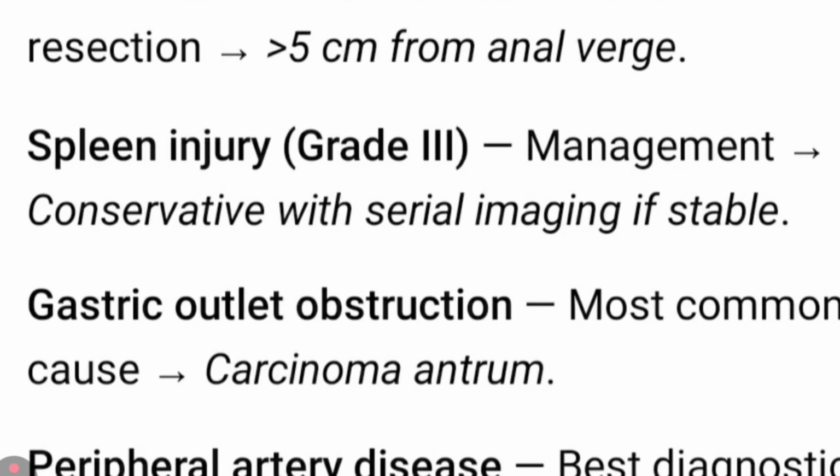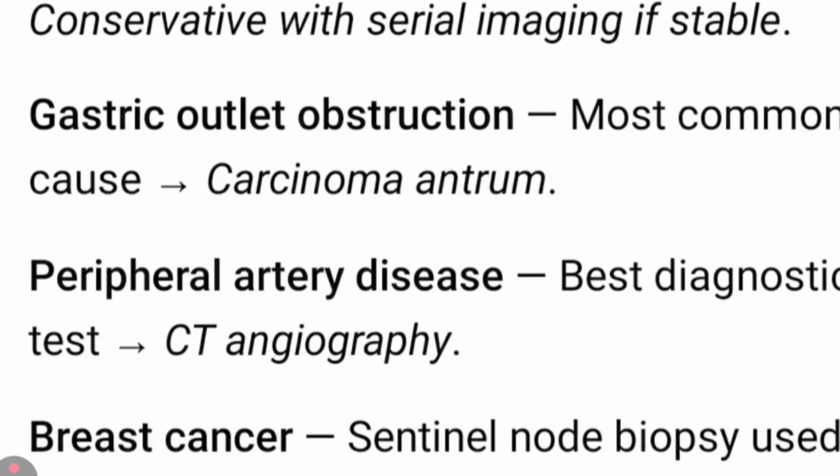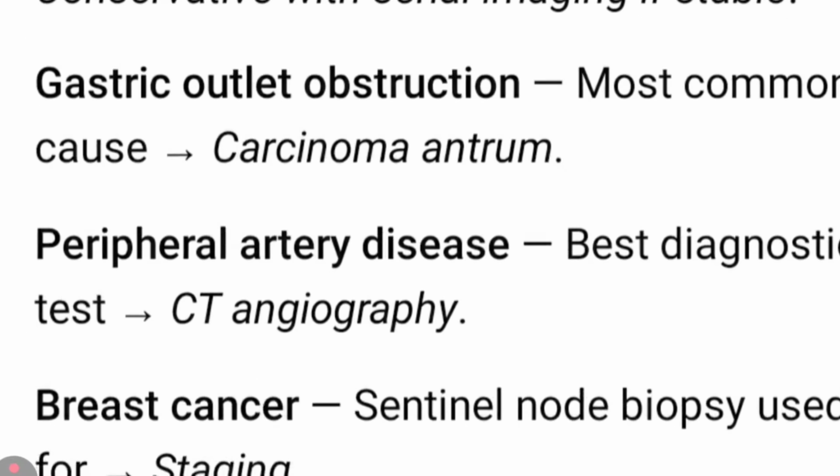Spleen injury grade 3: management is conservative with serial imaging if stable. Grade 4 splenic injury: go with angioembolization. If that fails, then splenectomy. Grade 5, a completely shattered spleen: splenectomy is indicated. Gastric outlet obstruction: the most common cause is carcinoma of the antrum.